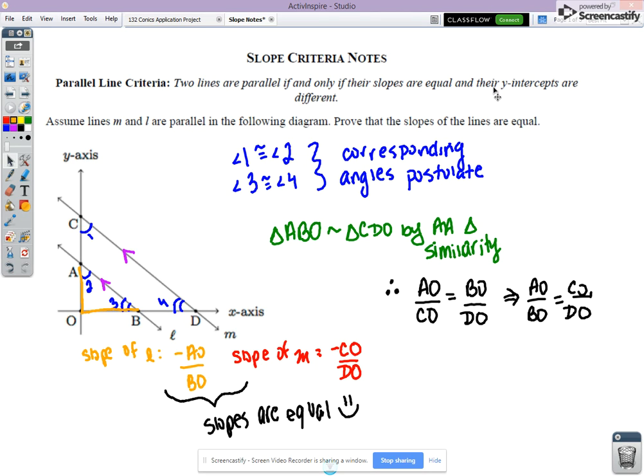Keep in mind, though, just to point out, the other part of this is that the y-intercepts have to be different. So for instance, C and A are the y-intercepts here. They're clearly at different points. If, for instance, C and A were right on top of each other, this would no longer be two separate lines. It would just be one line. So that's kind of implied, but also very important to know that they're actually distinct lines.